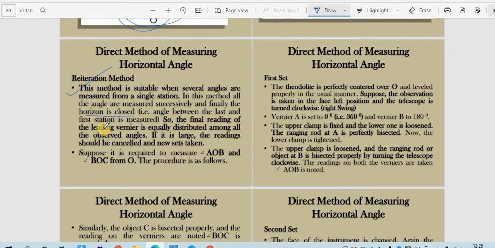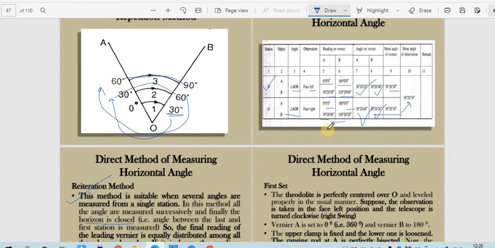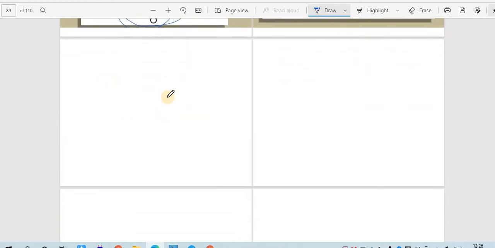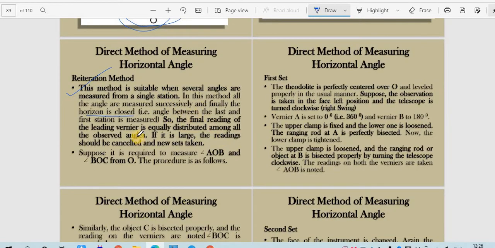So the final reading of the leading vernier is equally distributed among all the observed angles. If it is large, the reading should be cancelled, and a new set can be taken. So if there is any error because of the number of observations, you can distribute it among those angles. And if the error is very large, you will have to perform the same thing again. So in this way you are performing your iteration.